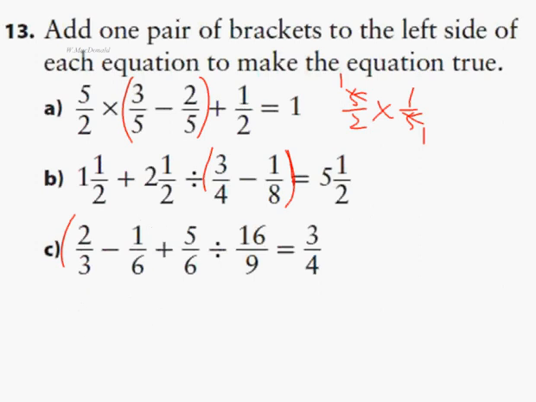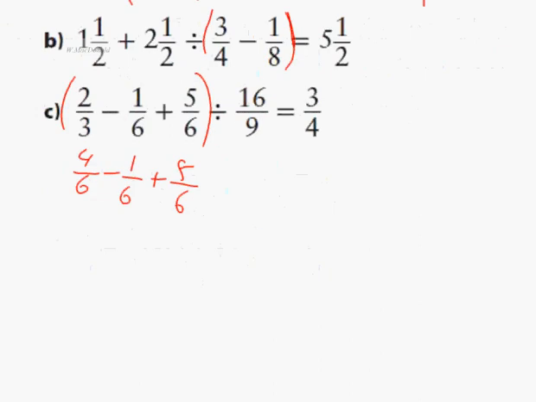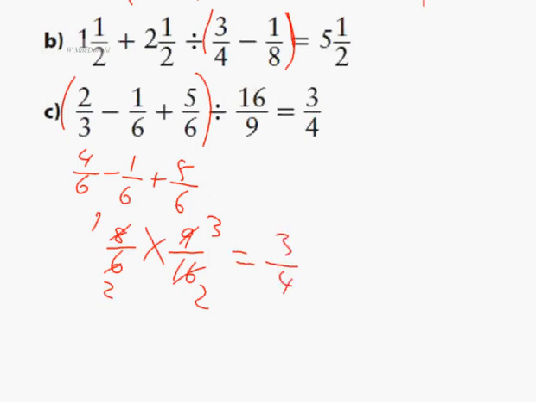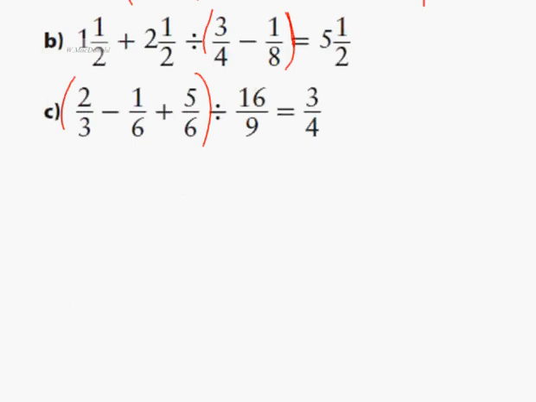So maybe it is this whole thing. Maybe if I do all of that together. So this would be 4/6 take away 1/6 plus 5/6, which would be 4 take away 1 is 3. 3 plus 5 is 8. 8/6 would be your answer, multiplied by the reciprocal of that. So then we'd have cross reduction. 18 over 6 would be 1 over 2. 9 over 6 becomes 3 over 2. When I work that out, I get 3/4. That was a tricky one. So the brackets actually go around all of C, except for the division.